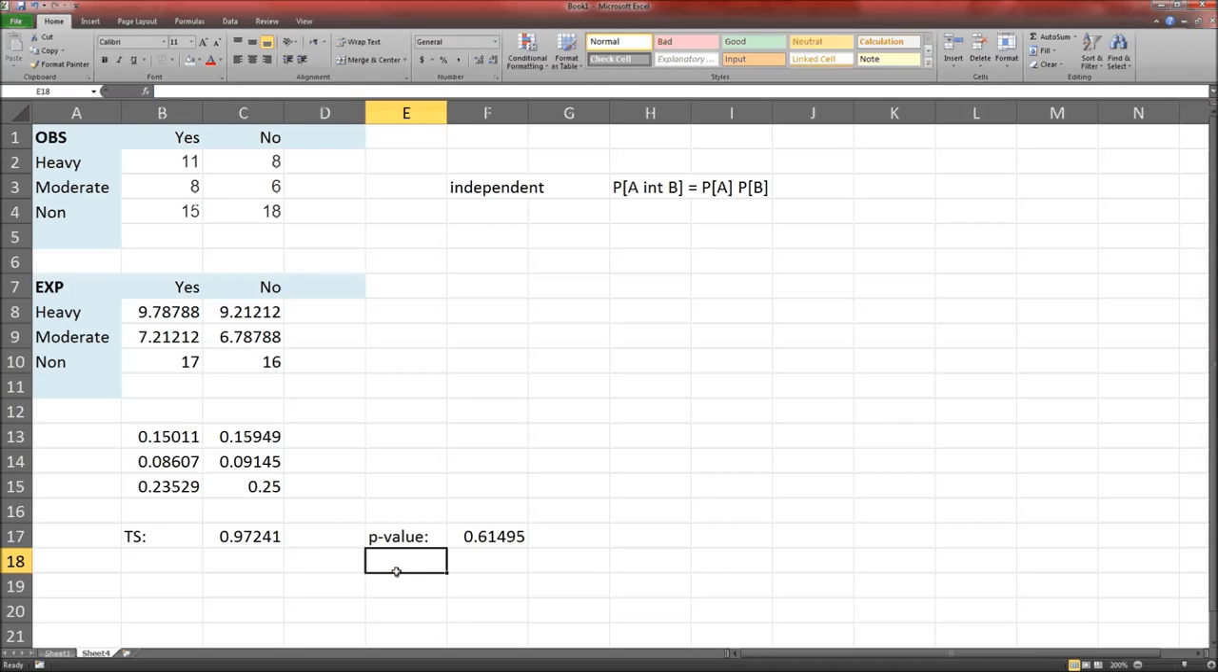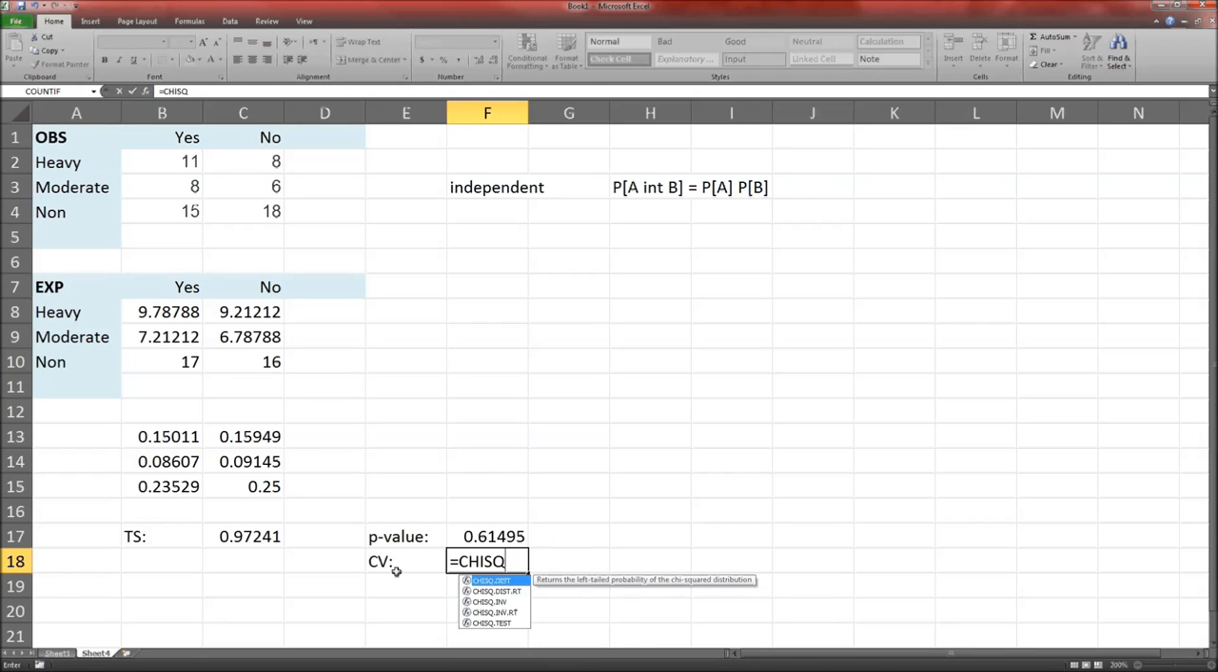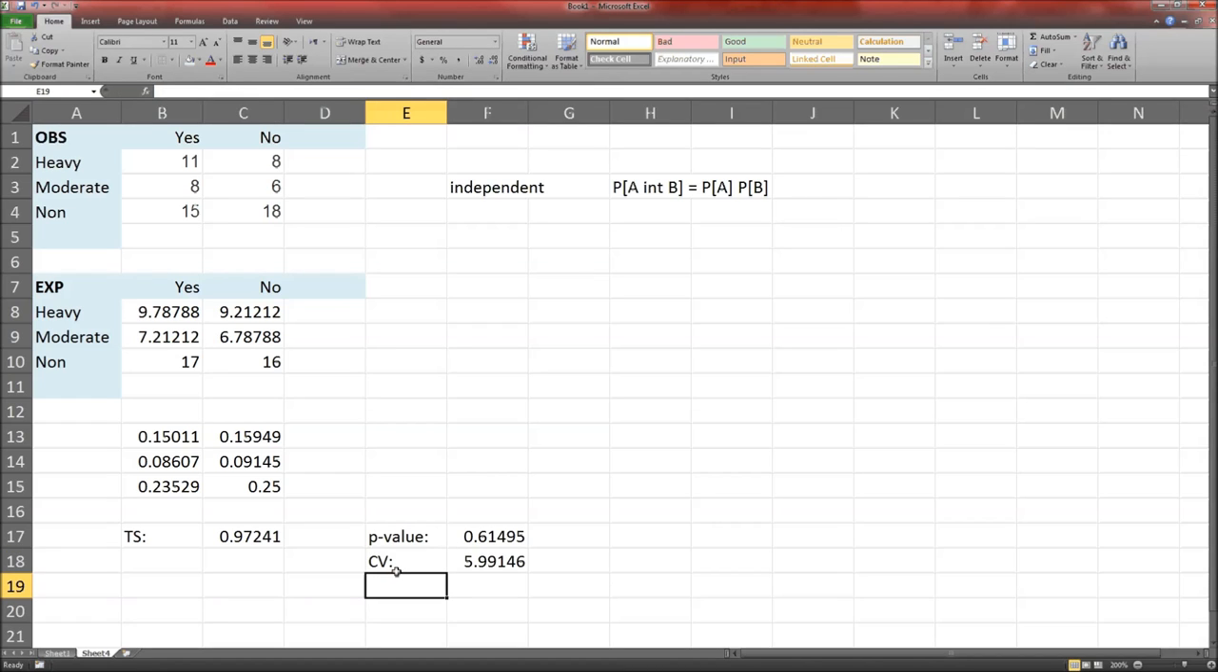And we can also calculate the critical value. Again, the critical value for chi-squared is going to be .inv.rt. Probability is 0.05. Degrees of freedom, again, will be 2. So the critical value is essentially 6. Our test statistic is less than the critical value. We failed to reject the null hypothesis. Our p-value is greater than alpha. We failed to reject the null hypothesis. Those two conclusions will always be the same for chi-squared tests.